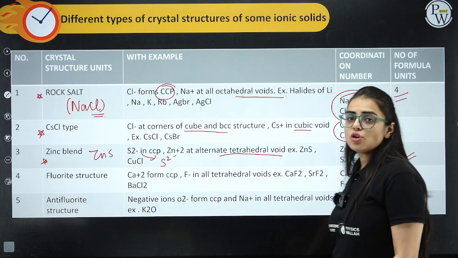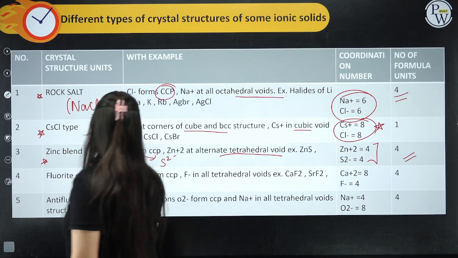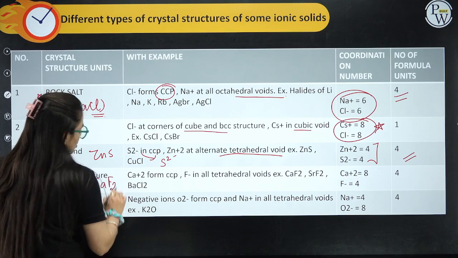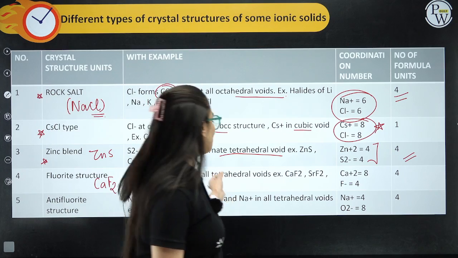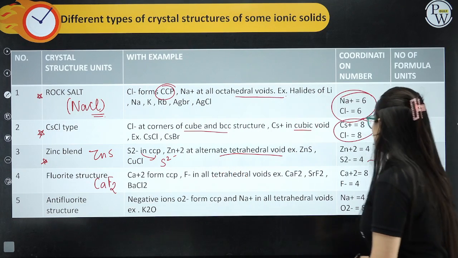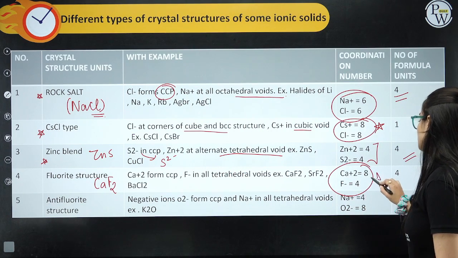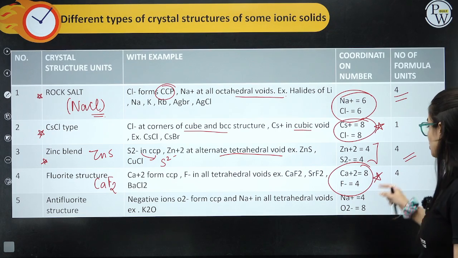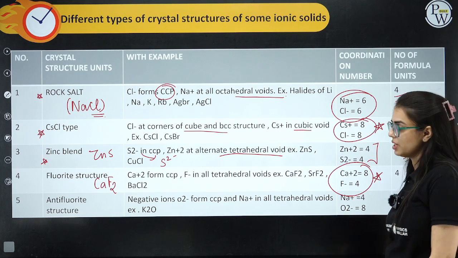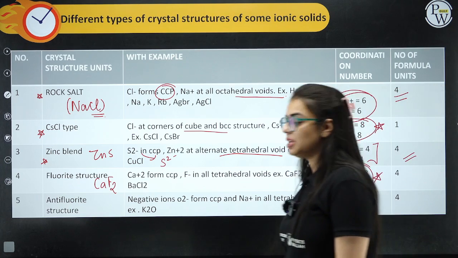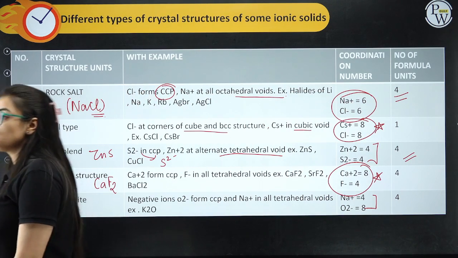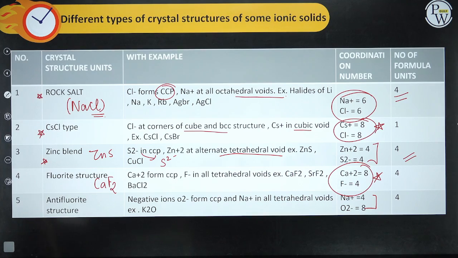If I talk about fluorite structure, now what is fluorite structure? It is CaF2. So in the case of fluorite structure, Ca²⁺ forms CCP, F⁻ is present in all tetrahedral voids, and coordination number is also again yet asked in the examination that Ca²⁺ has a coordination number of 8 and F⁻ touches 4. Last is anti-fluorite, so you can learn the value, students. Clear everybody? Please write down this table so that we can move on to our next part.